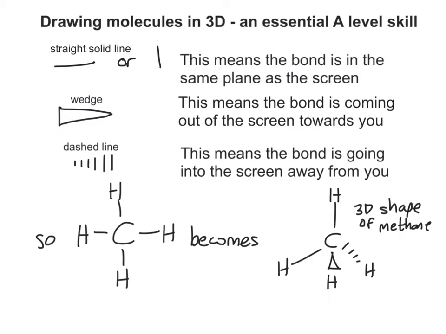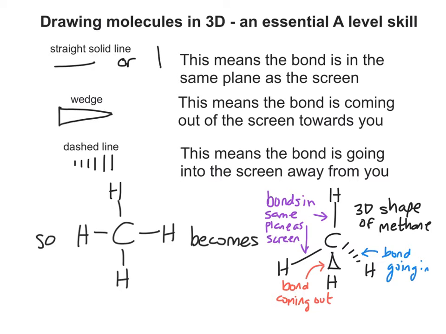Before we get into drawing the three-dimensional shapes of molecules, we have to be able to draw molecules in three dimensions. And this is where we draw the bonds using different notations. A straight solid line, like you may have come across at GCSE, is just a line with no dashes in it. A wedge means the bond is coming out of the screen towards you, or out of the page towards you if you're looking at it on paper. And a dotted or dashed line, slowly getting more and more broad, means the bond is going into the screen away from you.